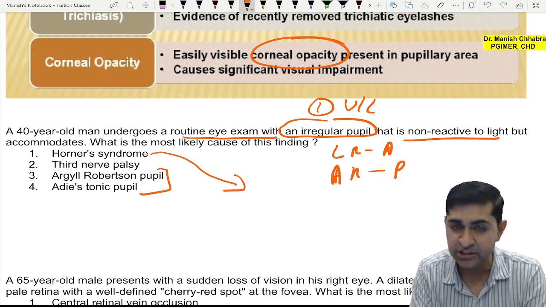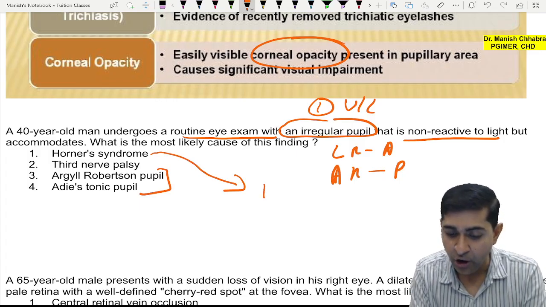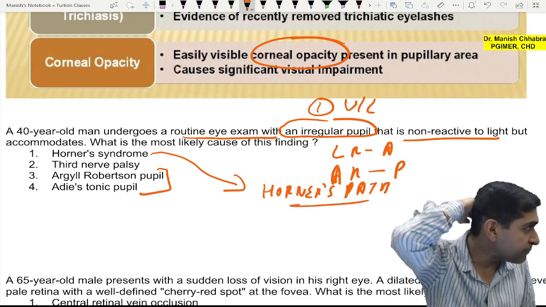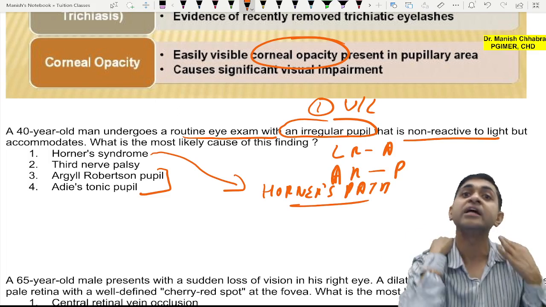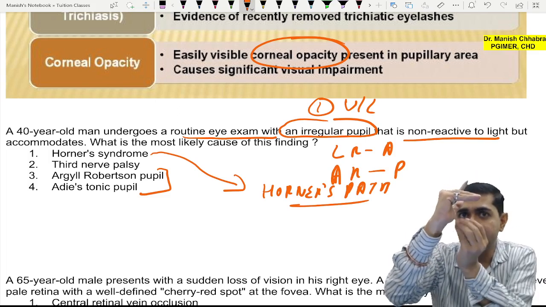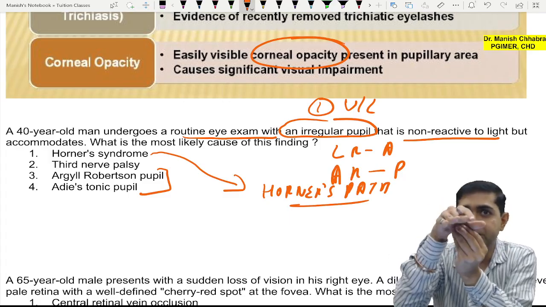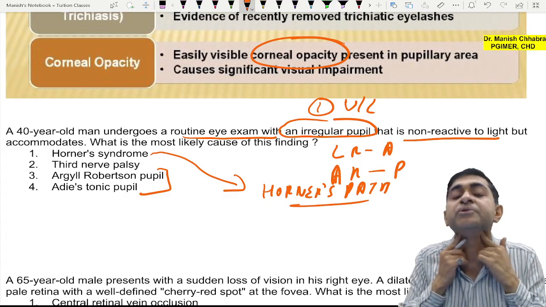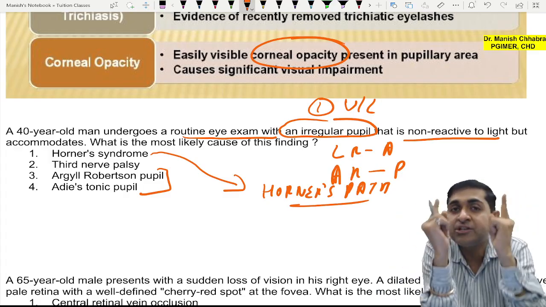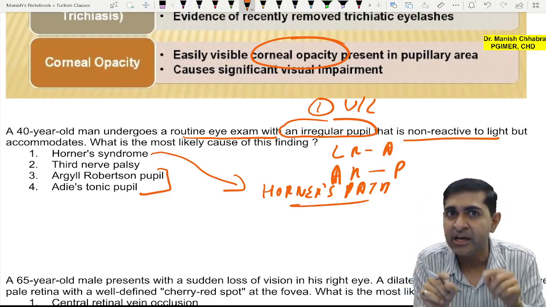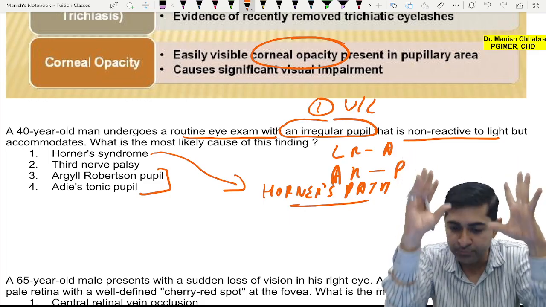What happens in Horner syndrome? There is damage to Horner's pathway. Horner's pathway is the sympathetic fibers coming from the hypothalamus going till C8, T1, T2. Then they move anteriorly between the clavicle and the tip of the lung, come to lie at the inferior cervical ganglion. They go towards the superior cervical ganglion, loop around the internal carotid artery, enter the middle cranial cavity, then go ahead in the orbit and supply the dilator pupillae.